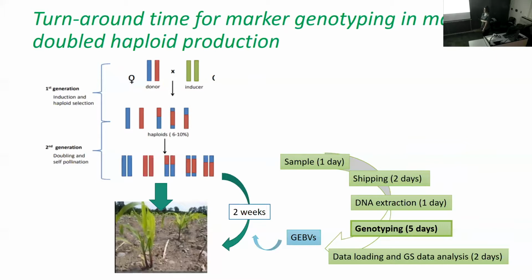So that was about a data sample, and that's not a few samples, that's tens of thousands of samples in that one day. About a day for DNA extraction, maybe 2 days for shipping, 2 days for loading your data and doing your genomic selection analysis. That left five days to get your genotyping data back. So those are the kind of timelines we had to meet in the double haploid scenario.